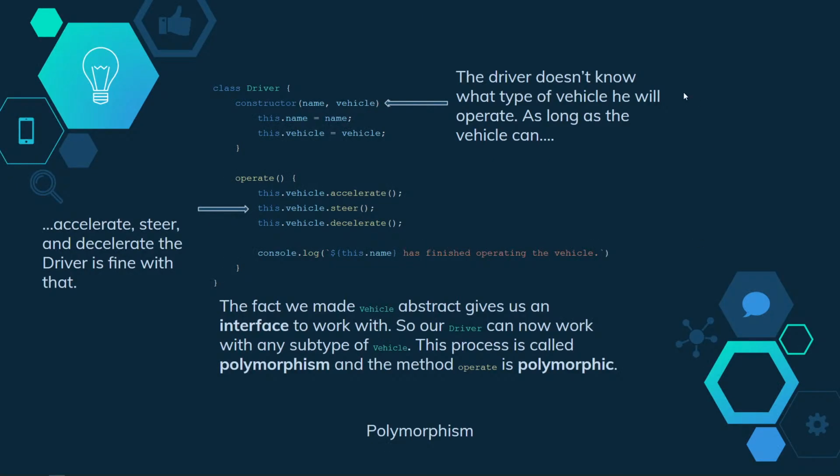So here, again, the driver doesn't know what type of vehicle he will operate. As long as the vehicle can accelerate, steer, and decelerate, the driver is fine with that, right? So that's what we're going to be having there. And the fact that we made vehicle abstract gives us an interface to work with. So our driver can now work with any subtype of vehicle. This process is called polymorphism, and the method operate is polymorphic. So this operate is polymorphic in essence.